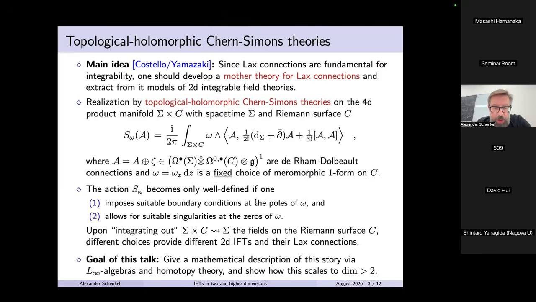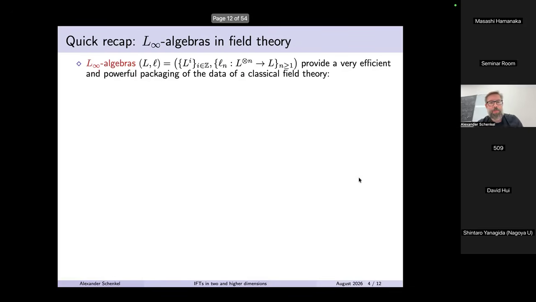So the goal of my talk is to give a mathematical description of this story. And this mathematical description I will phrase in the language of L-infinity algebras and homotopy theory, because this is a very suitable language to address exactly conceptual questions like what is going on here. Also, once formalized in an appropriate way, there's nothing special about two dimensions here. Instead of a two-dimensional spacetime sigma, one can take a spacetime of arbitrary dimension and thereby make some statements about how integrability is supposed to work in higher dimensions. I will tell you more about that at the very end of this talk.